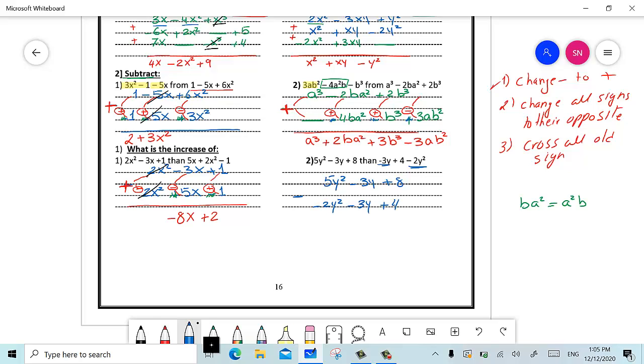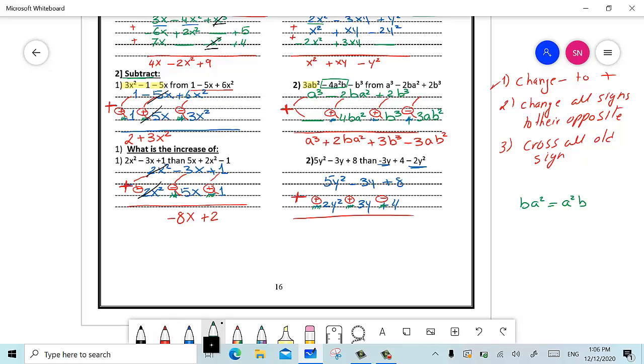And don't forget, we said that when we are doing subtraction, we change the subtraction to be addition and change all the signs to their opposite. I have here negative, so it is positive. I have here negative, so it is positive. I have here positive, so it is negative. And don't forget to cancel all the old signs in order not to get confused. And now it's easy to find the answer.